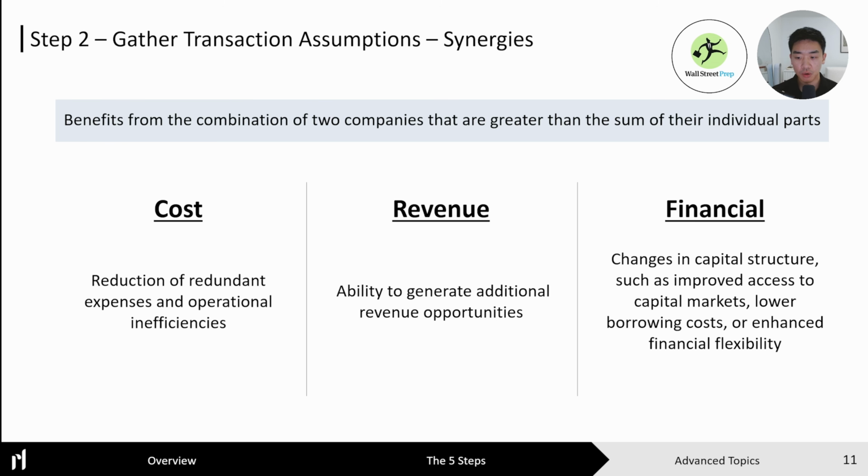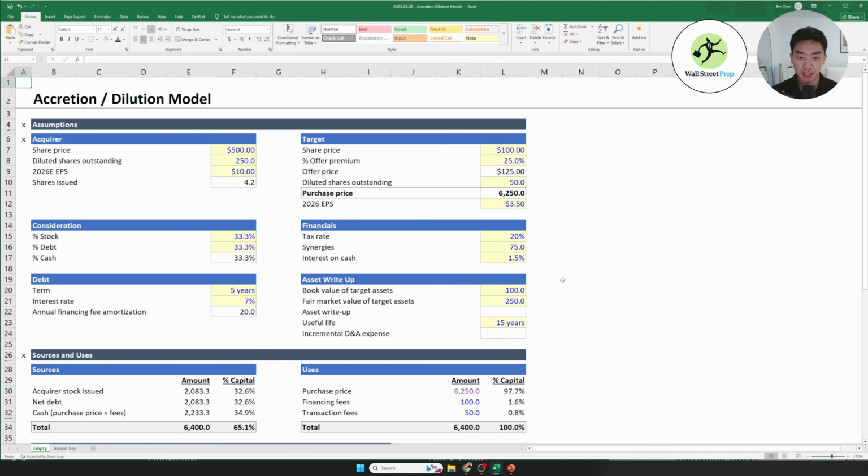And then lower borrowing costs. If you have a larger company, typically your interest rates are lower because you just have a lot better relationships with banks. You're taking out larger sums of money, maybe have better cash flow, and then enhanced financial flexibility. You're just able to financially engineer your company a little bit better if you're larger and just execute better in general. So we're not going to actually build out synergies too much.